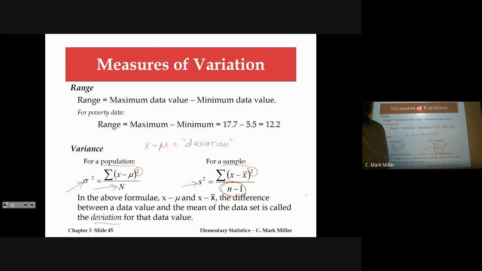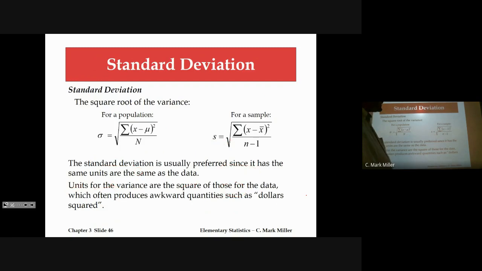The variance will have squared units. So it will have units like squared years. Instead of 21.2 years, it's going to be 21.2 years squared. So those are weird units. More often we use what's called the standard deviation, and the standard deviation is just the square root of the variance.